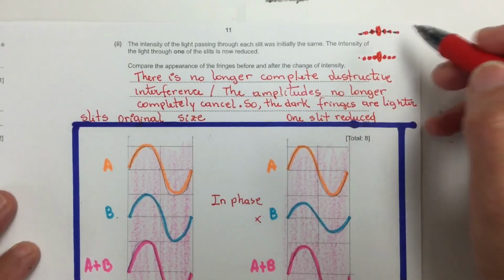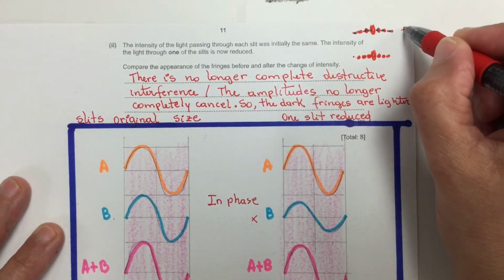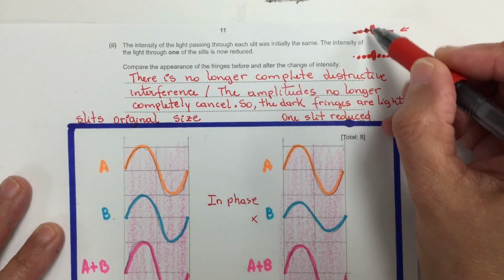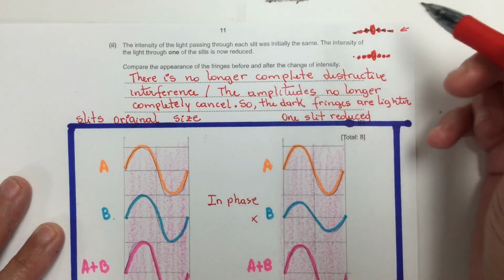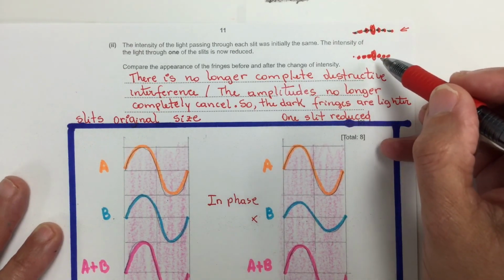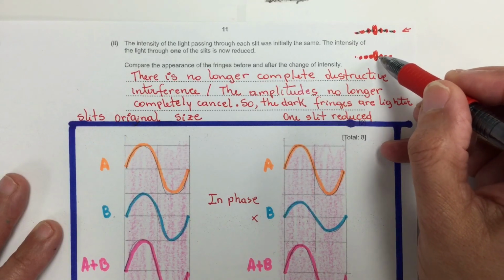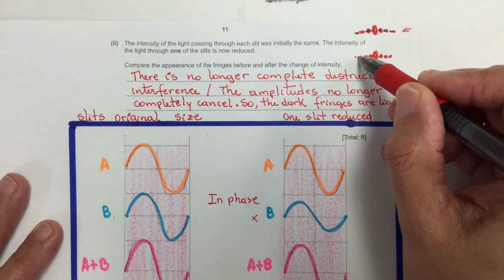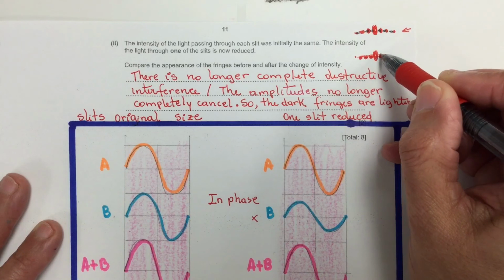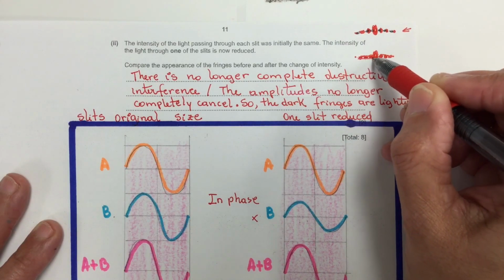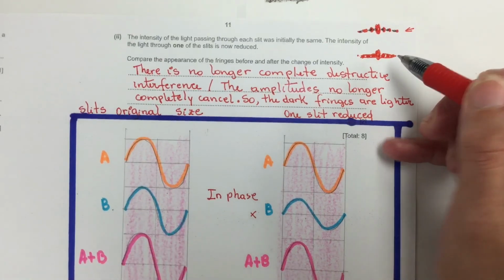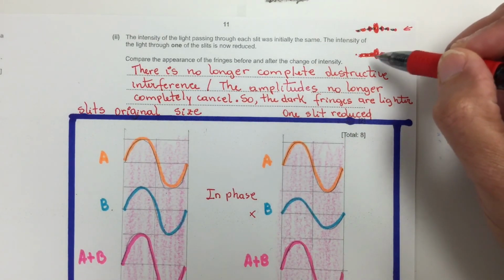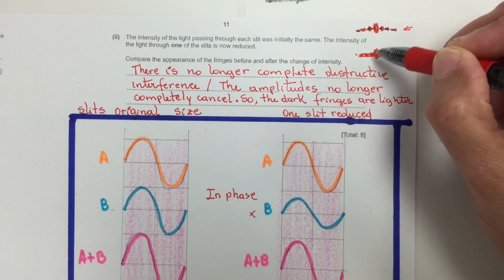So here we have the original one with bright fringes and dark fringes between. And now we don't have those dark fringes. Now we have a kind of blend together. All these fringes blend a little bit together, but you can identify a brighter light in the center.